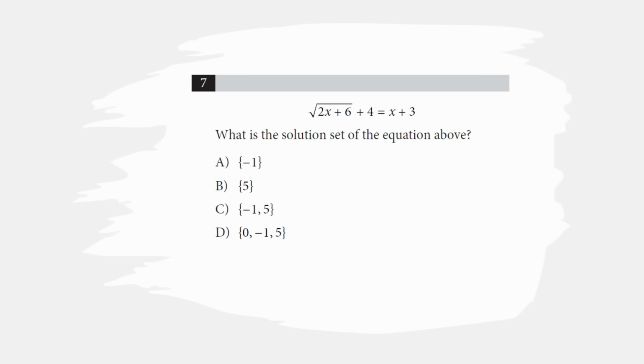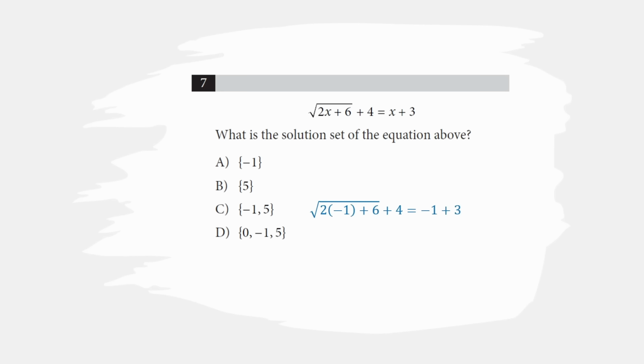Let's start with choice C, since it includes -1 and 5. If one of those values doesn't work, then the answer will either be A or B. If both work, then we just need to check D to see if 0 is also a solution. So we'll start by testing -1.